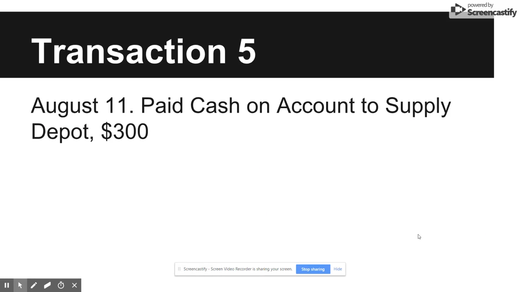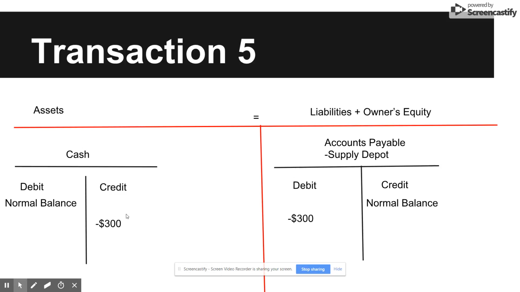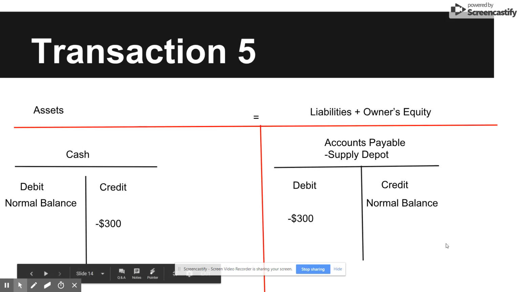On August 11th, we paid cash on account to Supply Depot. So we're making a payment to Supply Depot because we owe them money. So we're going to be using cash and accounts payable Supply Depot as our two accounts. So if we're paying cash, cash decreases because we're getting rid of some of our money. So we will have $300 on the credit side of cash. We are also decreasing the amount that we owe Supply Depot. So the decreasing side for accounts payable Supply Depot is the debit side. So we will debit $300 to accounts payable Supply Depot. And you'll notice that our debits equal our credits here. So we credited cash $300, debited accounts payable Supply Depot for $300.